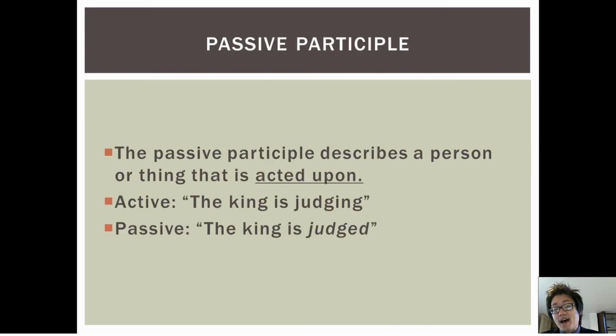Let's go now to the passive participle. Three things about the passive participle. First, the passive participle simply describes a person or thing that is acted upon. So an active sentence would be this: the king is judging. Passive is: the king is judged. So the subject of the participle is actually acted upon. It becomes the passive recipient of some kind of action.